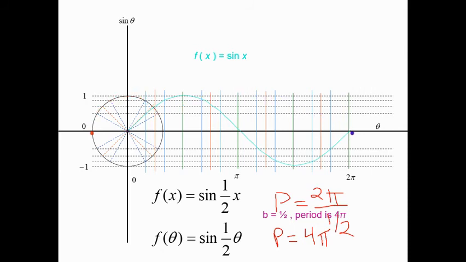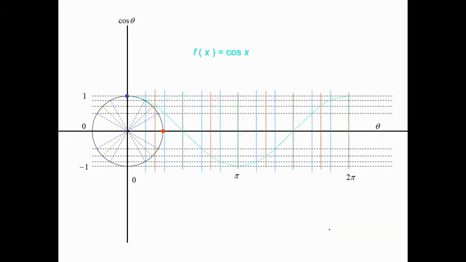Okay, notice how this graph is extended. So when you hit 2 pi, you've only gone half the graph. Okay, so your b is 1/2, so the period is 4 pi. All right, let's look at the cosine.